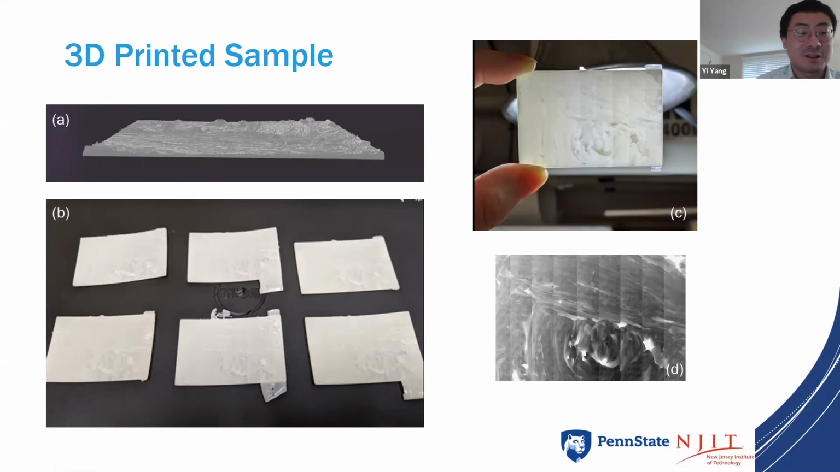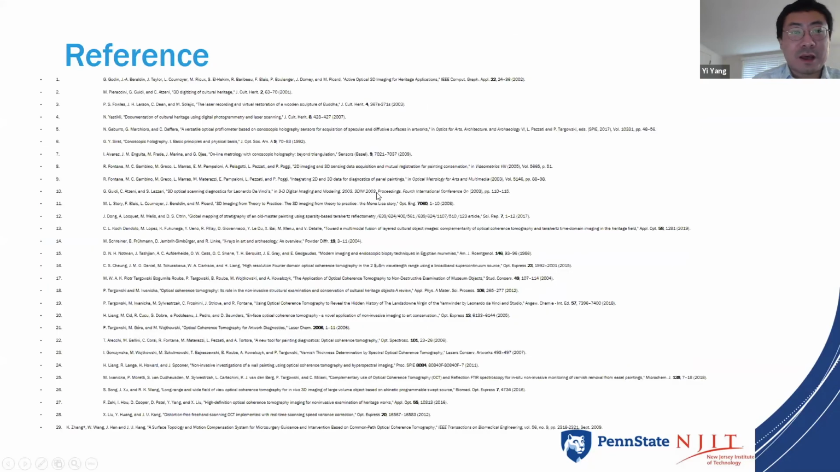If someone is visually impaired and really wants to have a feeling of what Van Gogh's painting feels like, now we can give that person this sample, and they can actually touch it. So I think that's pretty much all for my presentation.